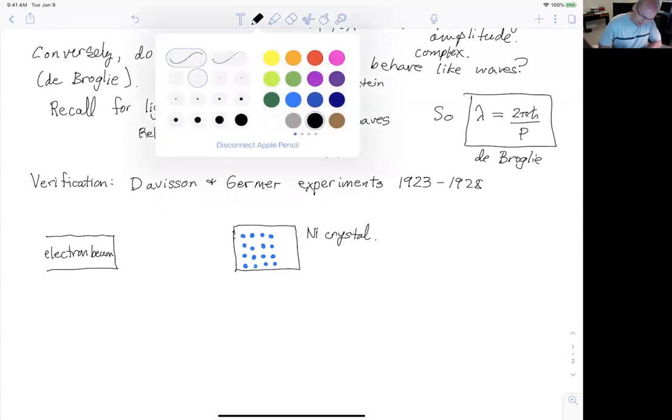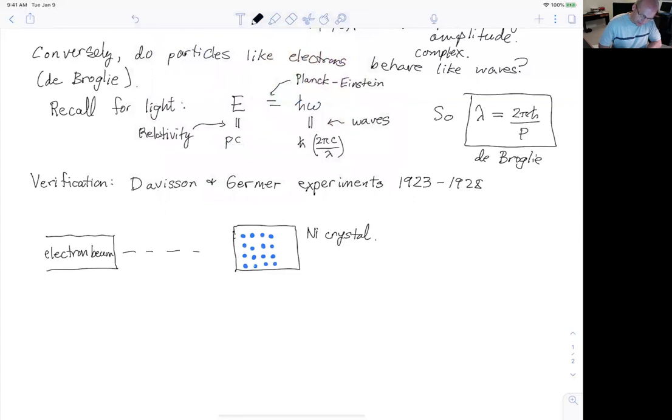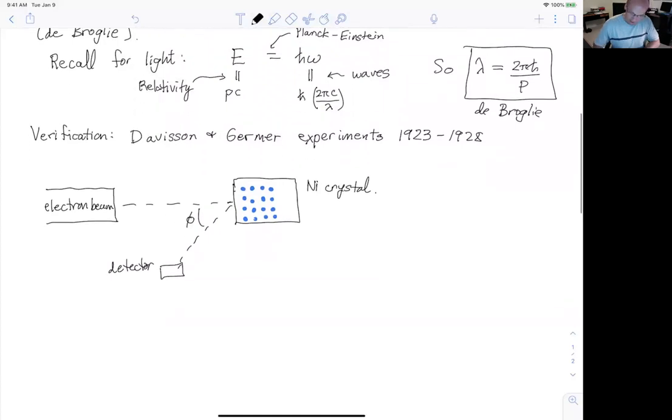So you send in these electrons, you observe them at some angle that you can vary and that they did vary. And so here you have a detector. And so if the relationship between the atom spacing, the size of the atoms, and the angle is all just right, you should expect to see an intensity pattern. And so that's exactly what they observed.